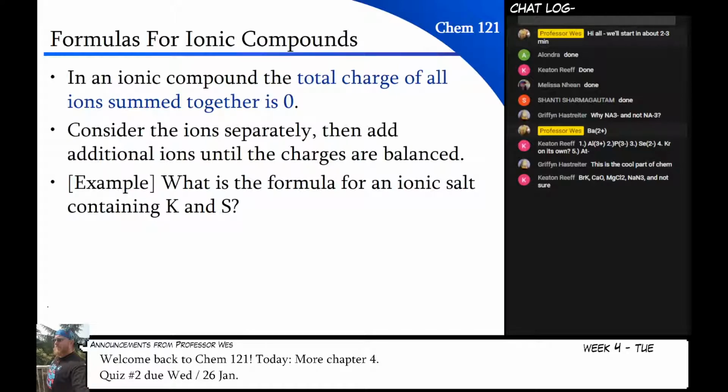So let's do an example for potassium and sulfur. So I know that potassium looks like this. So what ion will potassium form? It would form this ion. And then I know that sulfur looks like this. What ion will it form? It will form this ion.